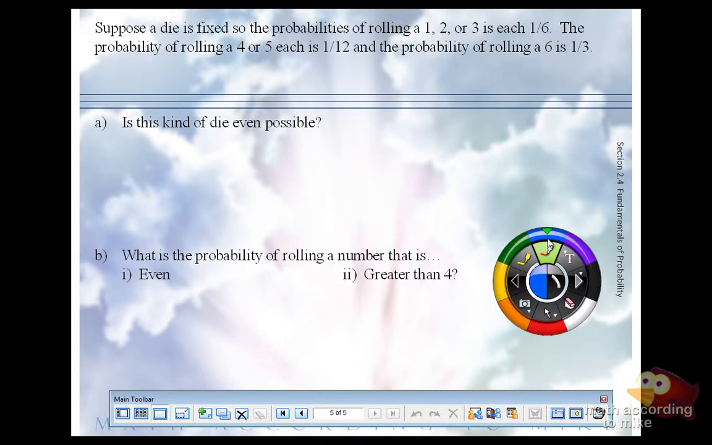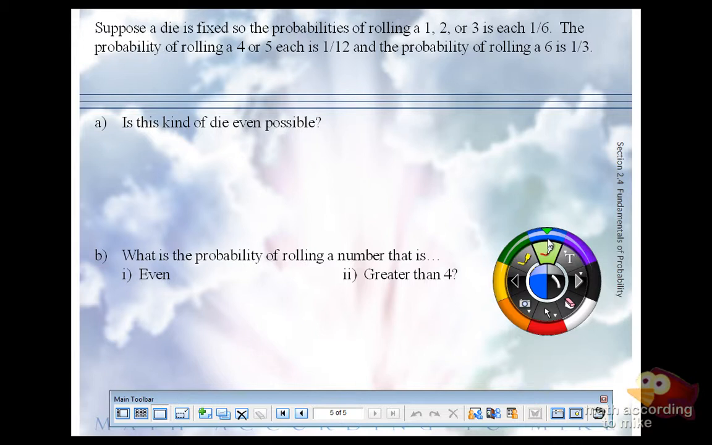Part A, is this die even possible? How do we mathematically confirm that this die can exist? There's something numerically that we have to check. What has to be true when you add up all the probabilities? It has to equal 1.